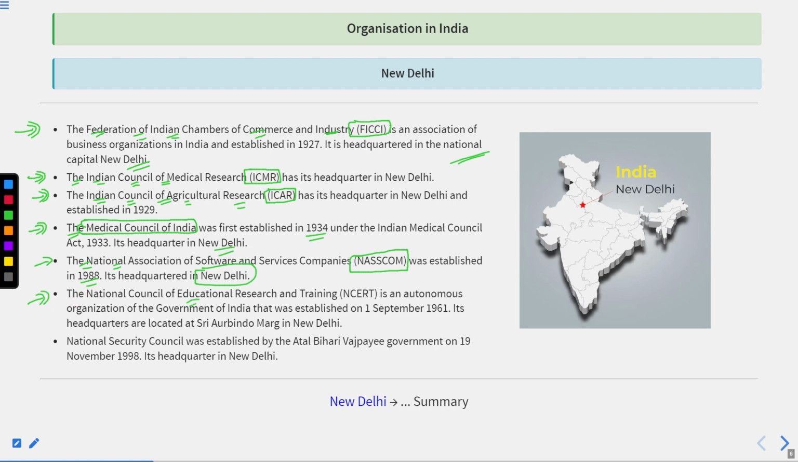National Council of Educational Research and Training, NCERT. It is an autonomous organization of the Government of India, which got established on 1st September 1961, and it is located at Sri Aurobindo Marg in New Delhi. Then we have the National Security Council, NSC, established by the Atal Bihari Vajpayee government on 9th November 1998, headquartered in New Delhi.